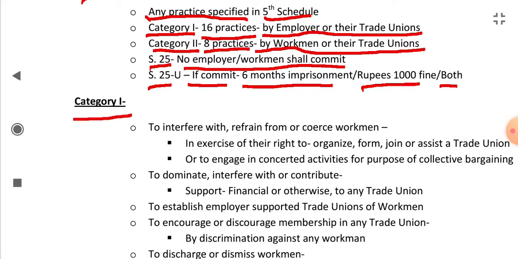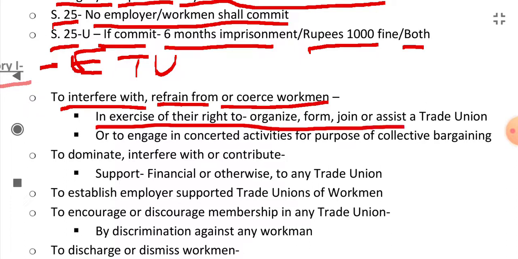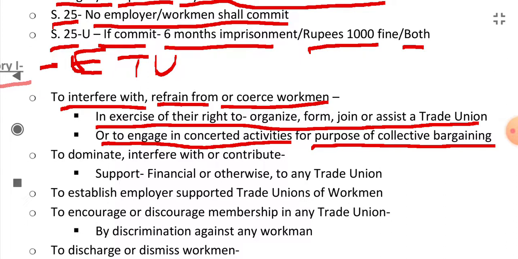First come to category 1: the unfair labor practices performed by the employer or their trade unions. What are these? If an employer interferes with, restrains, or coerces workmen in the exercise of their right to organize, form, join, or assist a trade union, or to engage in concerted activities for the purpose of collective bargaining. The workers have the right to organize, form, join, or assist trade unions. If they want to exercise this right and the employer interferes with it, or restrains them from exercising these rights, or coerces the workmen in the exercise of their right, then it is an unfair labor practice.